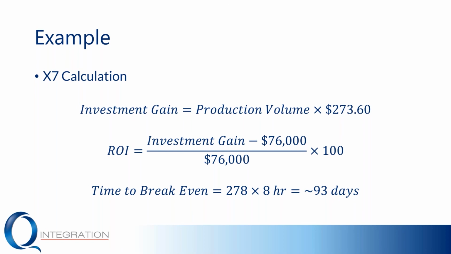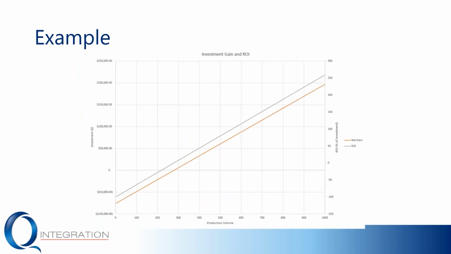So again, 278 parts times about 8 hours each puts it roughly at 93 days, or roughly 3 months. If we add a month to that, we still have about a 4-month time to ROI printing stuff like this. When we plot our investment gain, which I have as the net gain here, which is just subtracting the cost of the printer from the investment gain, and the return on investment as a percentage, we can see that our break-even point is right here at 278 parts. And that gives us a rough idea of when we will get to our return on investment.